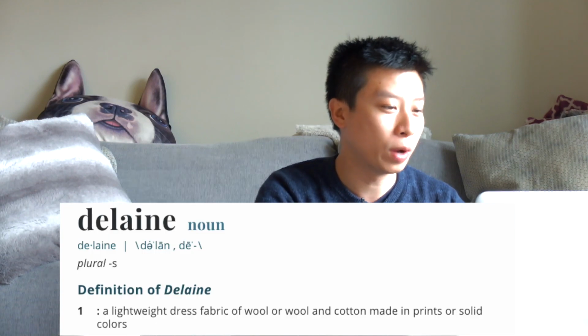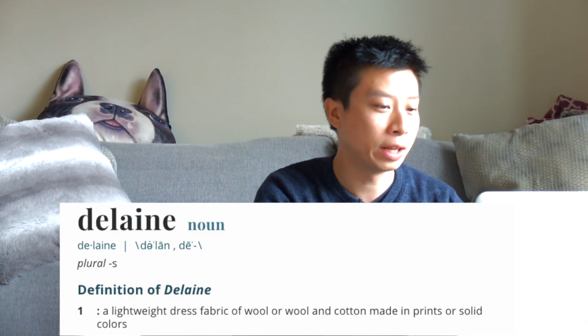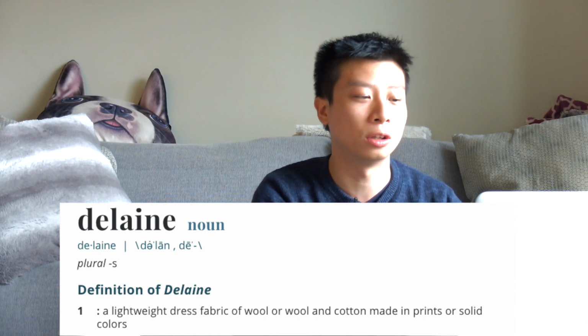What does Delaine mean? According to the Merriam-Webster dictionary, Delaine means a lightweight dress fabric of wool or wool and cotton made in print or solid colors. I don't know if that's the best comparison for my character. When I think of my character, Aaron Delaine, and how he is, it's ironic that he would be named after fabric, because he's more of a gritty, gravelly, sandpaper-y kind of character than a soft, fabric-y one with patterns as well.